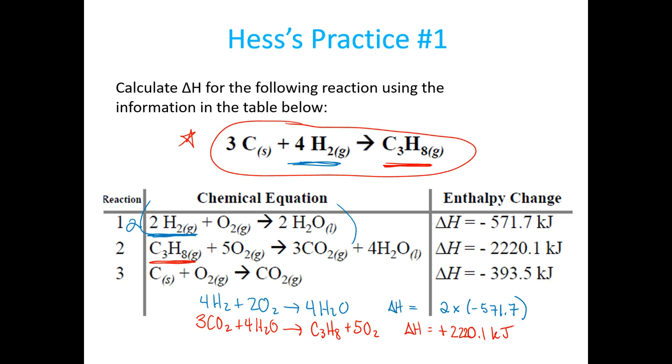And then our last one, I'll use a different color here. We're looking for 3 carbons. And it looks like this equation right here has carbon. It's on the left, so it's on the correct side. But it only has 1. We want 3 of them. So we're going to triple everything. This time I'm just going to write next to it. Okay, I'm going to triple everything here. And then I'm going to triple this value.